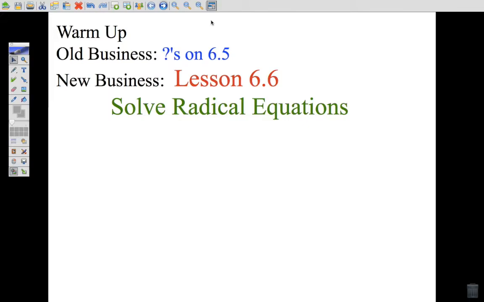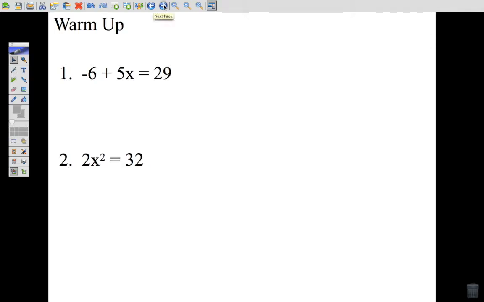This Algebra 2 lesson is Solving Radical Equations, Lesson 6.6. Let's take a look at a warm-up that really is Algebra 1 kind of problems, but the exact same steps you used in Algebra 1 will be the same steps, plus one or two more, as you solve equations with radicals. So take a minute and solve each of the equations on your own piece of paper, showing your steps as you go.